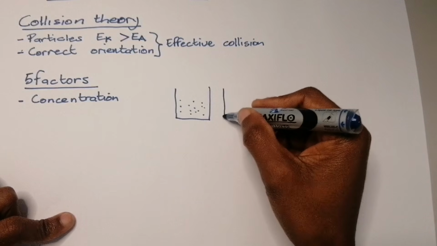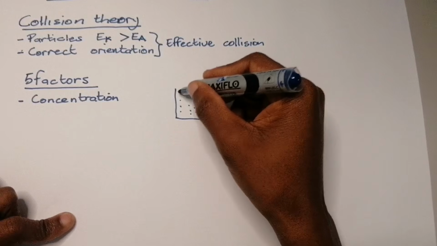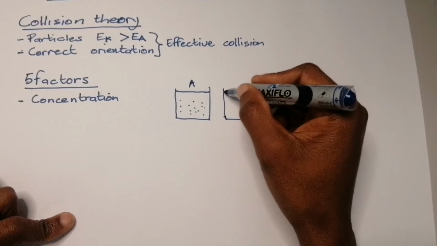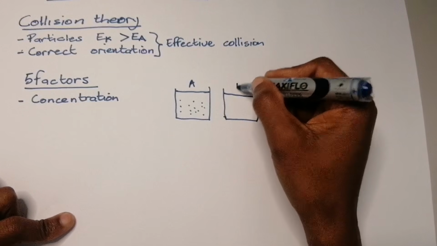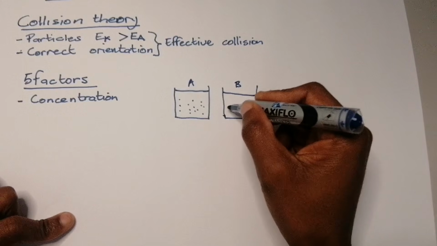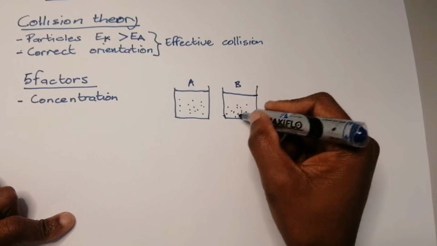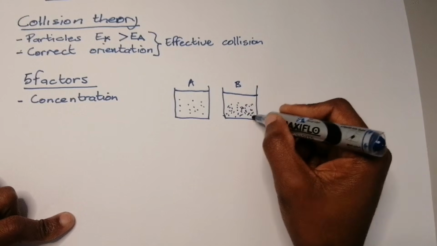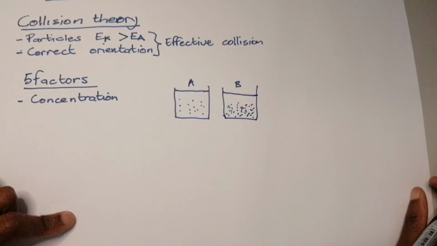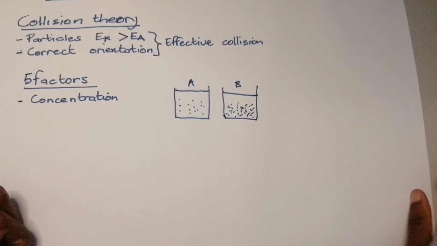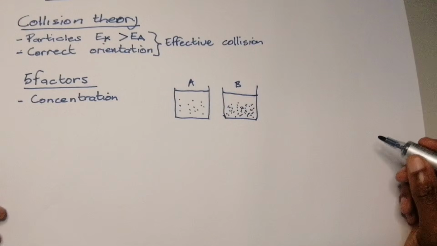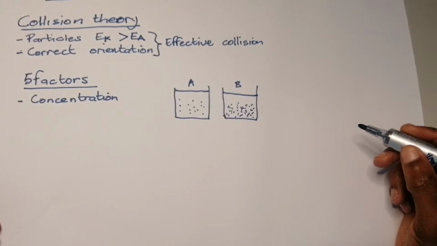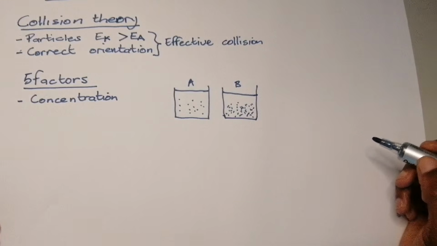So if you take, for instance, say there's beaker A and beaker B, assuming that they are equal, right? If I've got more particles of gas within this beaker, there is a higher concentration of that particular gas per unit volume. So if the two volumes are equal, this one is more highly concentrated.